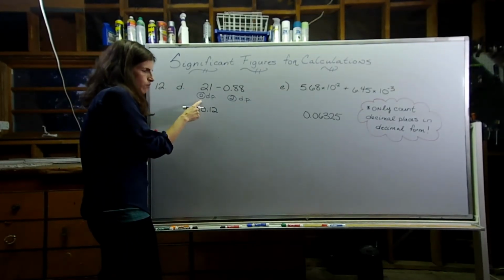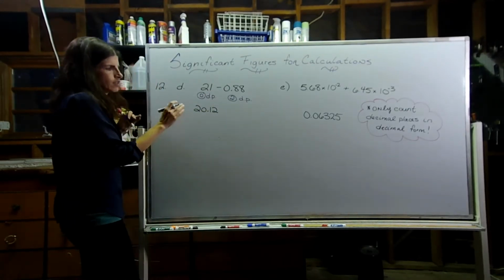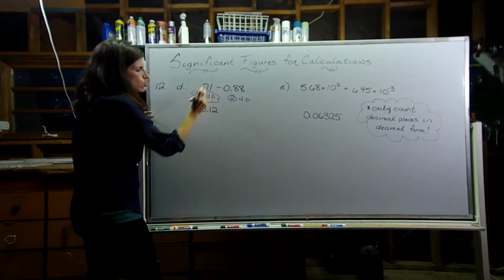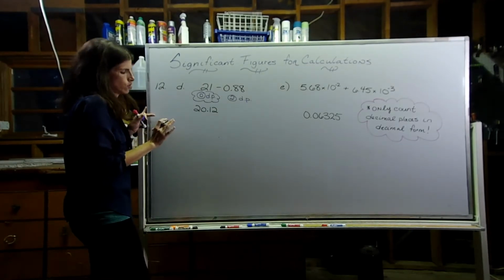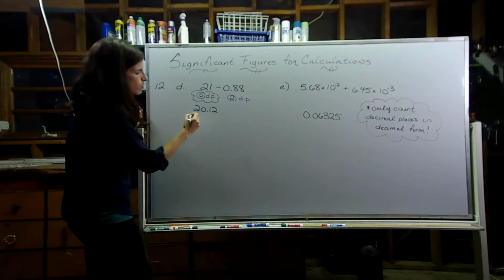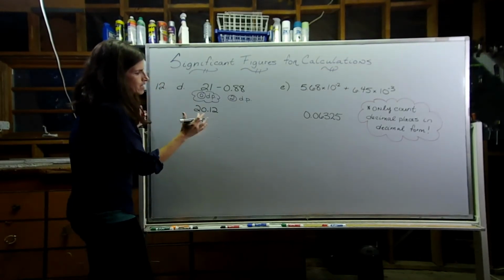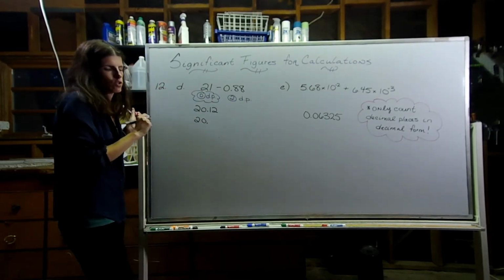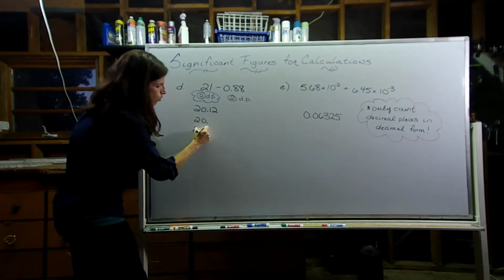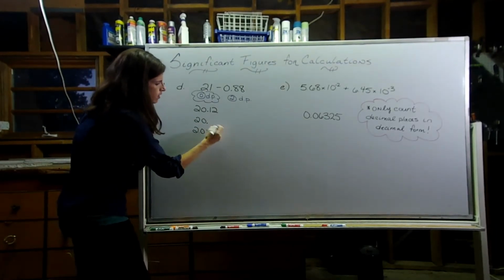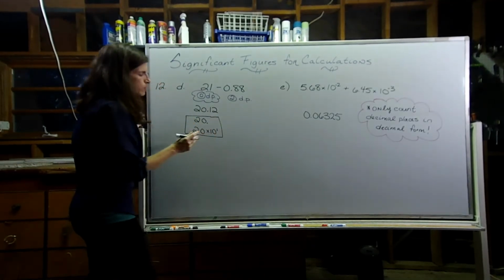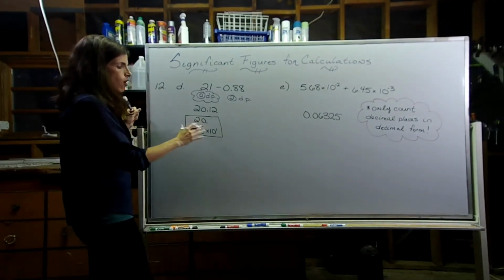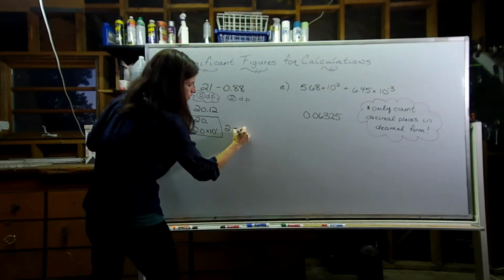So since this has 0 decimal places and this has 2 decimal places, I need to go with the least number of decimal places. So we can only have 0 decimal places in our final answer. So this number is going to be 20. Both the tens place and the ones place are valid, and so I need to indicate that. So I can do 20 point, or I can do 2.0 times 10 to the 1. Either one would be acceptable. And at the end of the day, we had 0 decimal places, but our final answer has 2 sig figs.